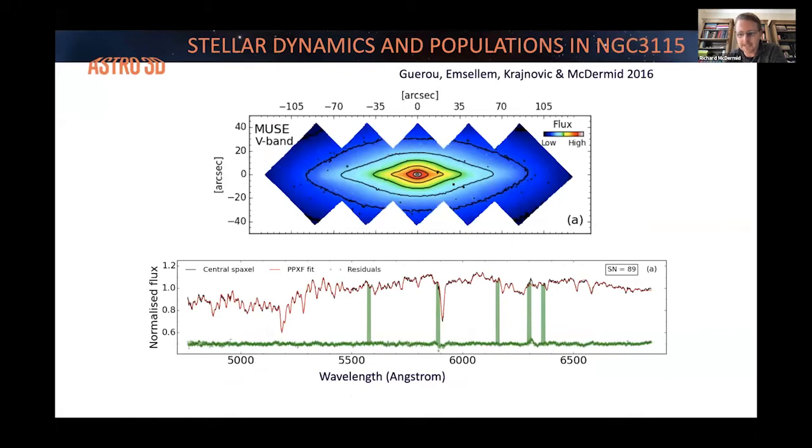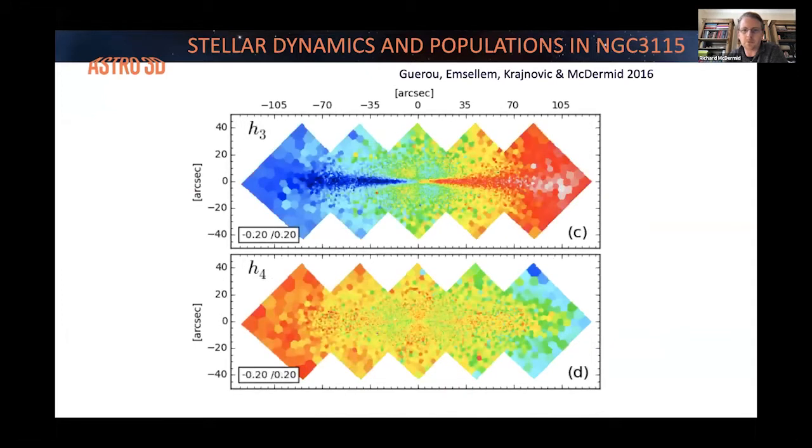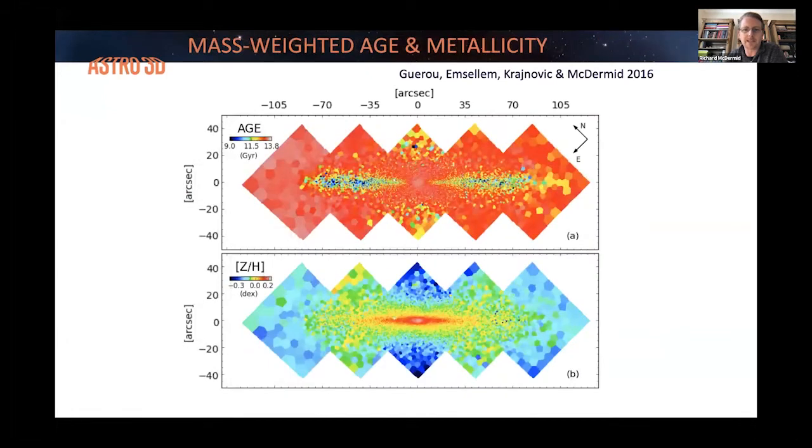So I'll just give you an example here. This is wonderful MUSE data on the nearby lenticular galaxy NGC 3115. This was an empirical study that came out a little while ago, but it's just a fantastic data set to trial this kind of method. So here we're looking at velocity and dispersion fields, higher order moments, so all exquisitely resolved, and age and metallicity maps. And there's obviously structure here to be understood.